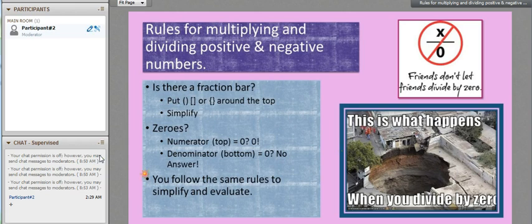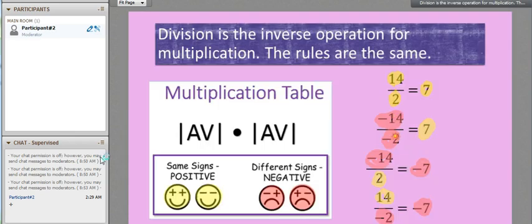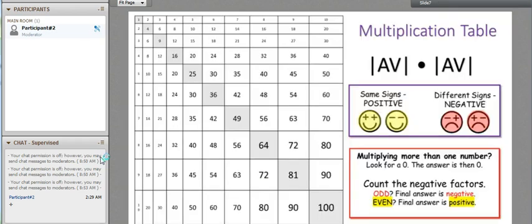And the other thing you need to remember is you follow the same rules to simplify and evaluate. Let me show you quickly how to use the multiplication table. Here's a -14 divided by a -2. Go on to -2 and just cross over until you see 14. 14 divided by 2 is 7. In fact, let me highlight it. And it's negative divided by negative, it would be positive.